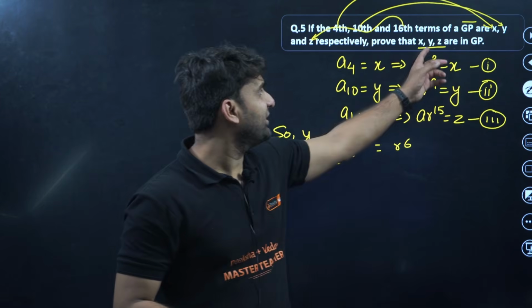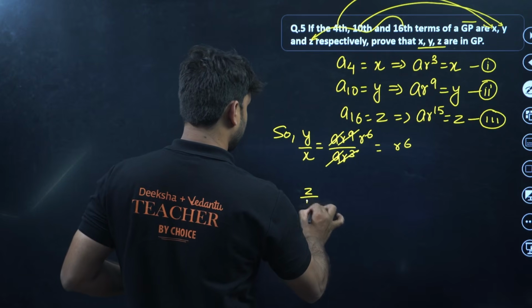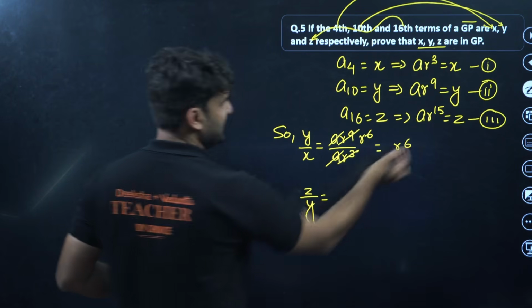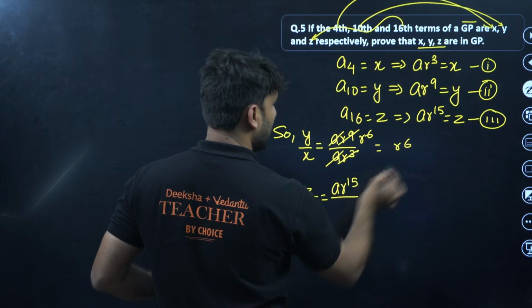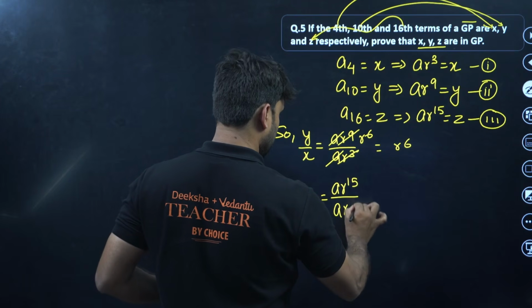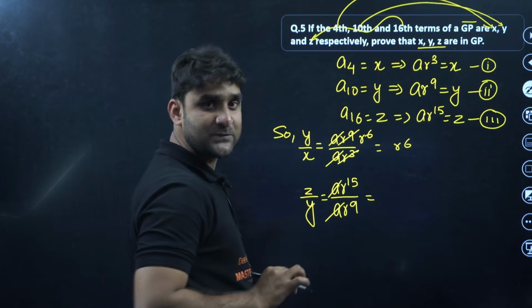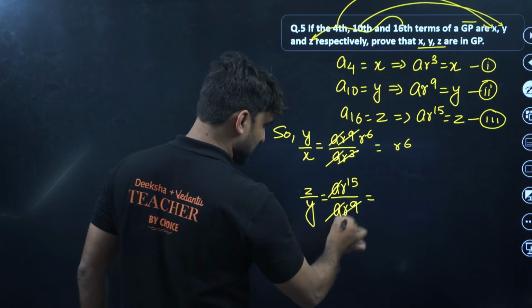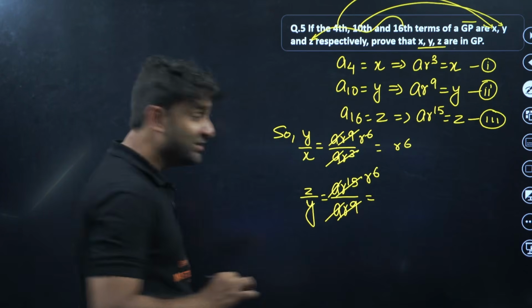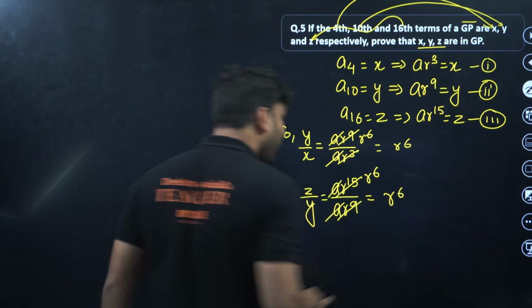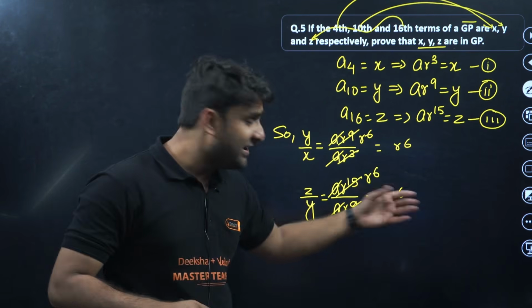Now let's find out the ratio between y and z. So it can be written as z divided by y. So here we go, z is a r to power 15 and y we have a r to power 9. A cancelled, and this is r to power 6. So what we are getting here? y by x is r to power 6, z by y is r to power 6.